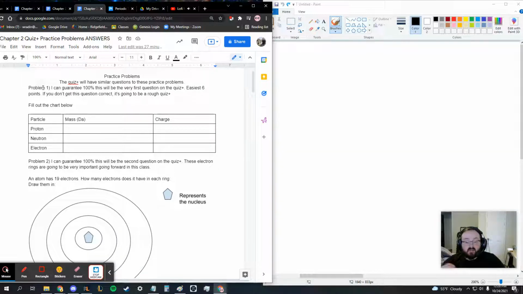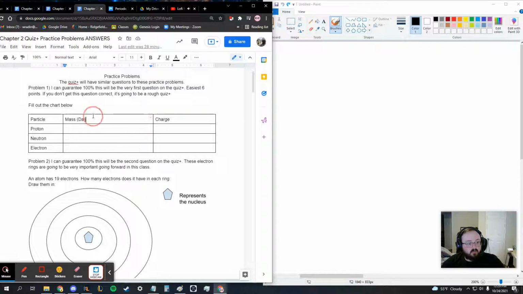I'm pretty explicit with these practice problems about whether they're going to be on the test. This first problem right here, this chart, is on the test. This is the entire basis of this Quiz Plus. So if you mess this chart up, then you're kind of in some trouble. This exact chart right here is going to be on the Quiz Plus.